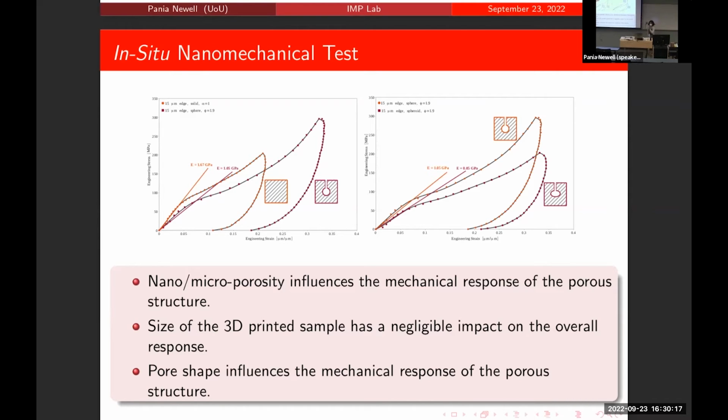And as I said, we looked at the anisotropy in the systems, the softening response, and then the plastic response. All of those are not the focus of this talk. I just wanted to highlight that at the nanoscale, these pores influence the overall mechanical response of the structured materials.